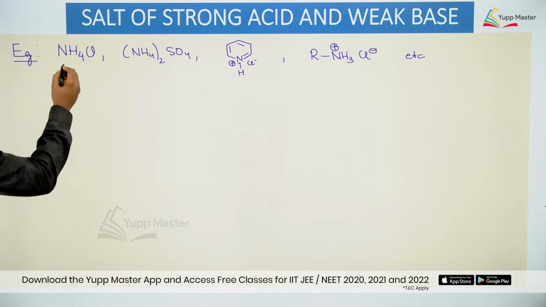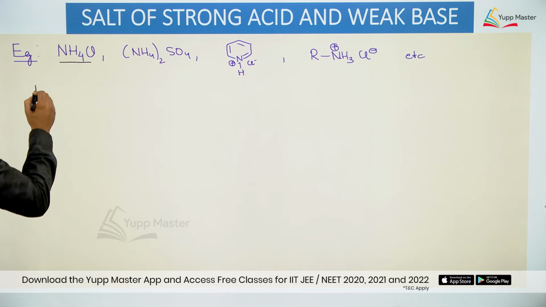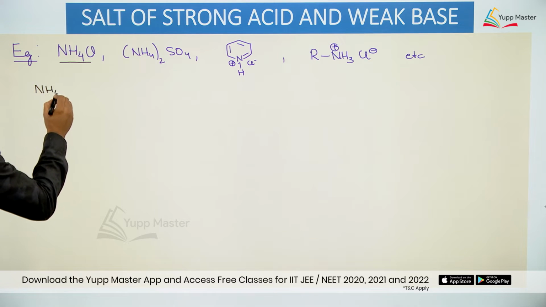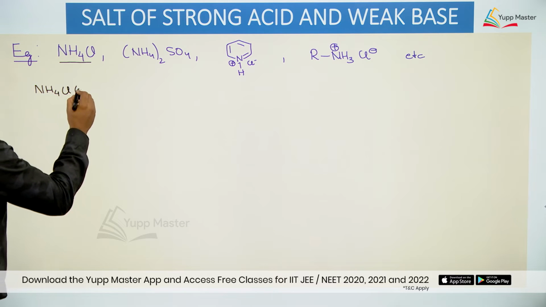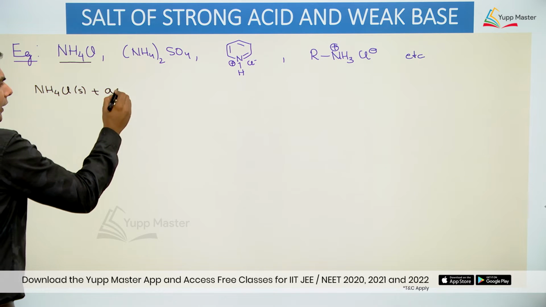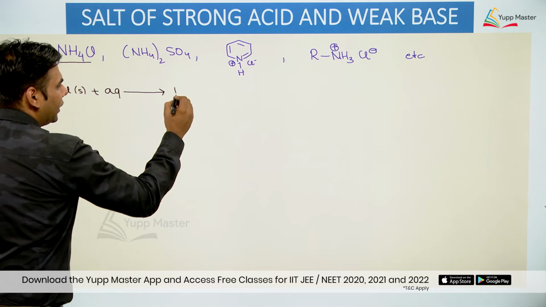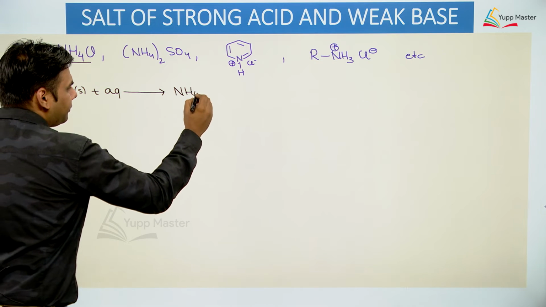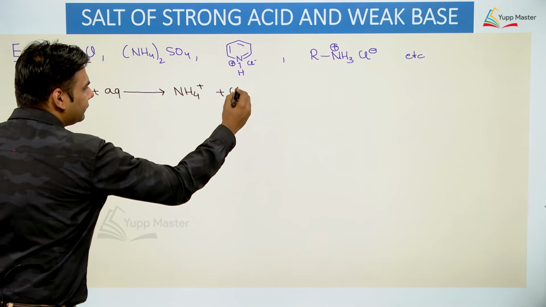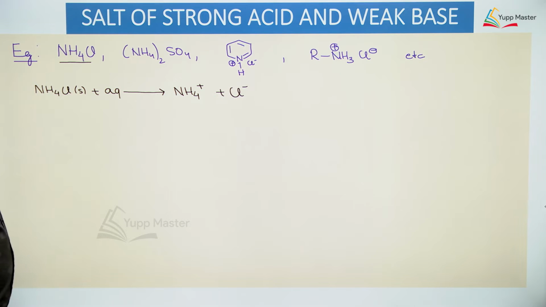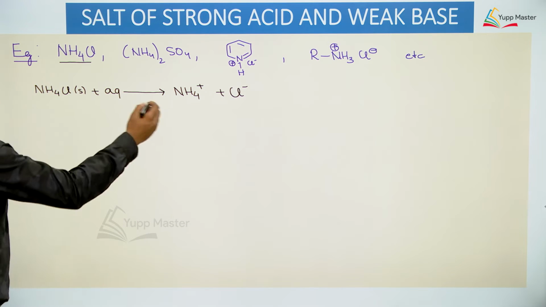So let us consider, say, we are taking ammonium chloride. Now we know that when we are dissolving ammonium chloride in water, this would basically split into ammonium ion and Cl negative ion, right? Because ammonium chloride is an ionic compound, so this would split into this.